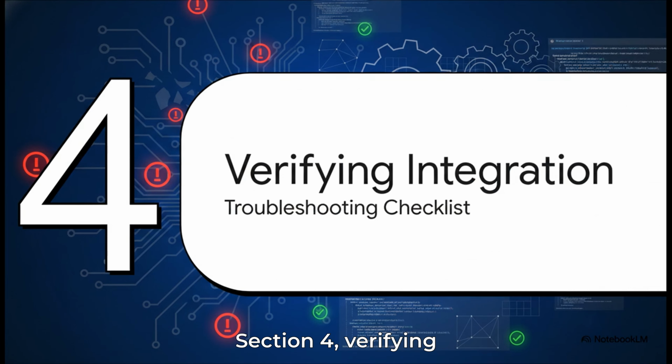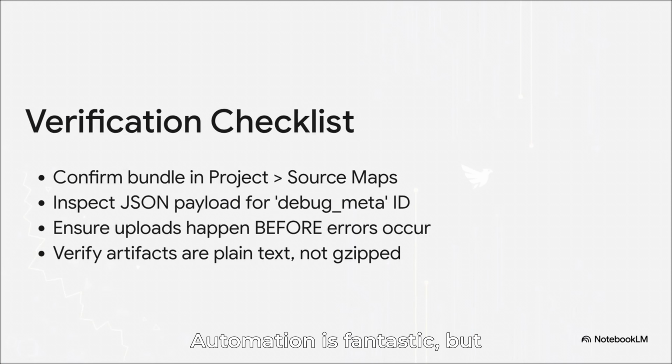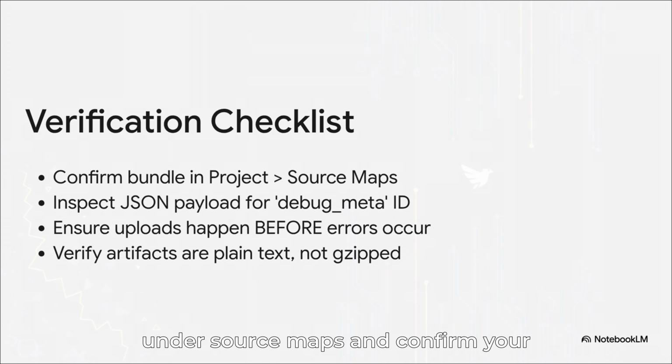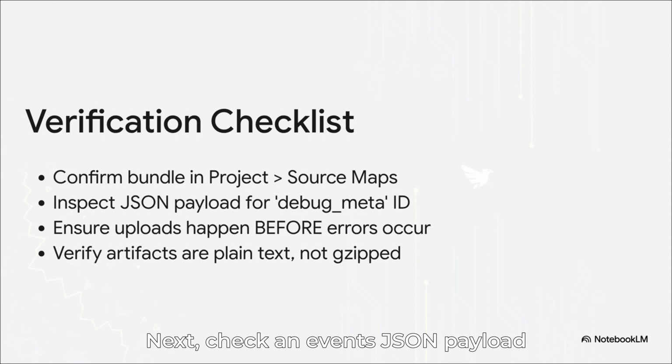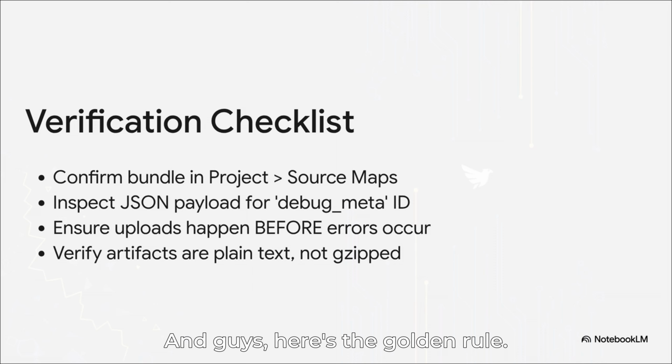Section 4. Verifying your Sentry integration. Time for the troubleshooting checklist. Automation is fantastic, but confirmation is definitely better. So run through this checklist. Go to your Sentry project settings under Source Maps and confirm your artifact bundles actually arrived safely. Next, check an event's JSON payload in Sentry to ensure the debug meta ID is present and matches your uploaded artifacts. And guys, here's the golden rule.